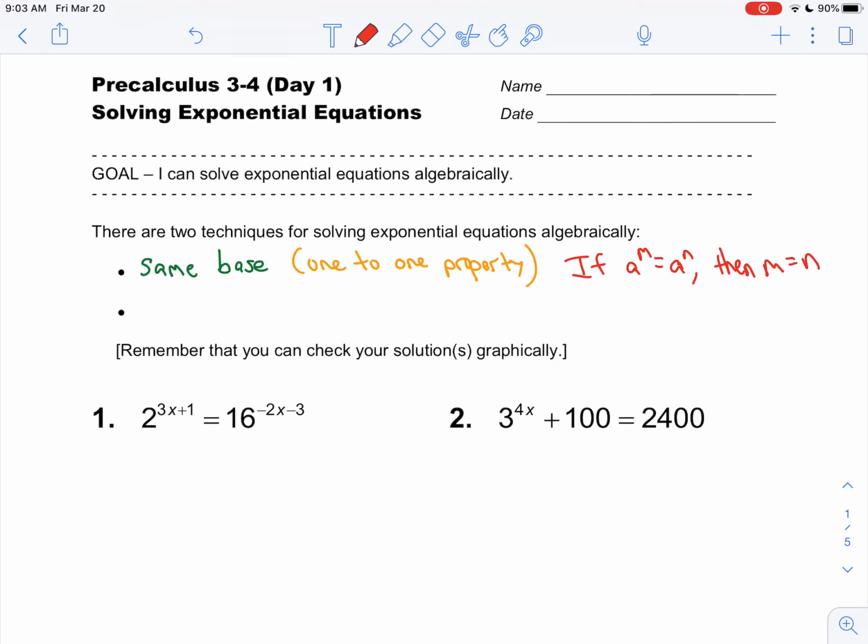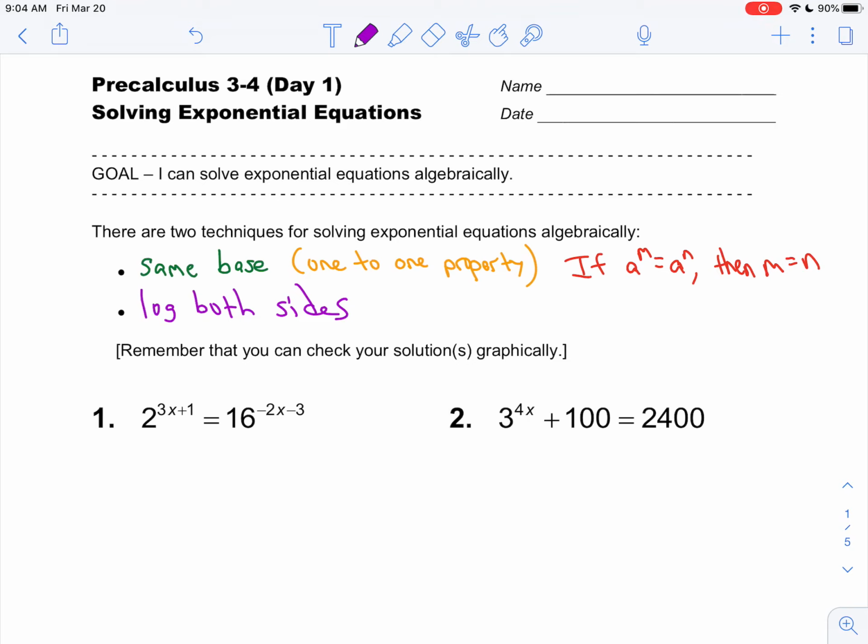So that's one option. But there's going to be plenty of problems where that does not work. So we need a backup plan, and that is going to be to log both sides. And you can use any log that you like, base 10, base e, your natural log, or if you're really crazy, you could just pick any other base, but it's probably not efficient for you to do that. So we'll log both sides.